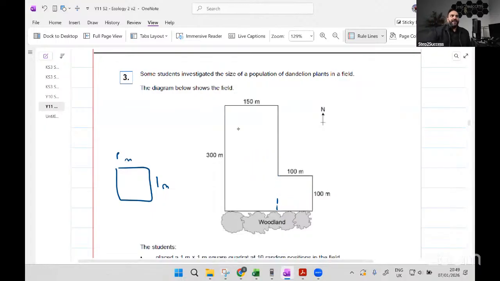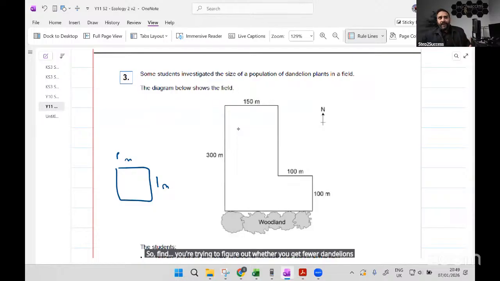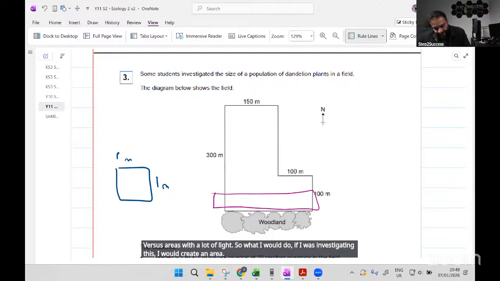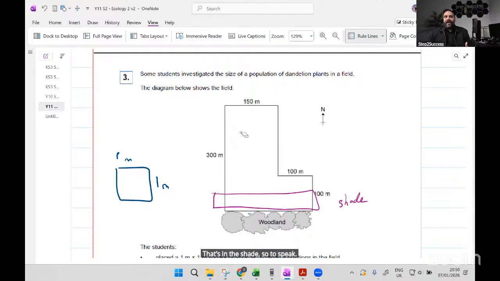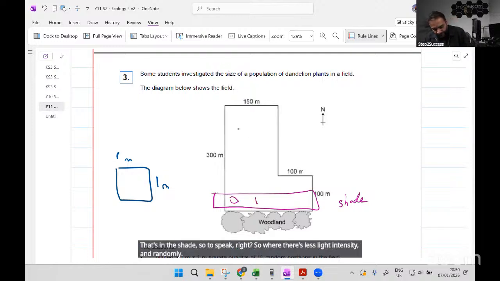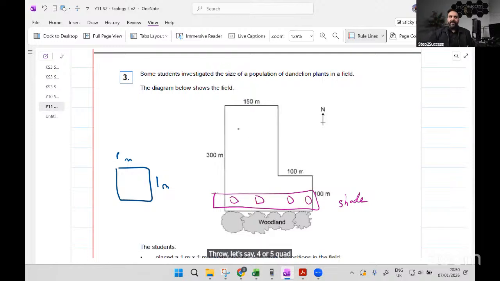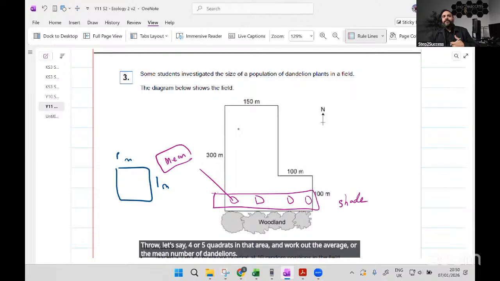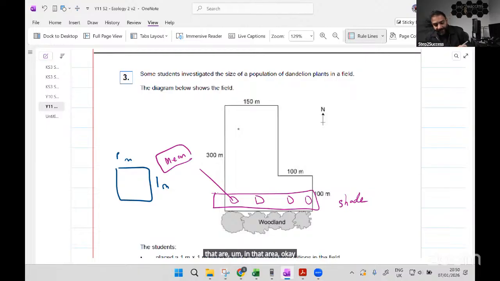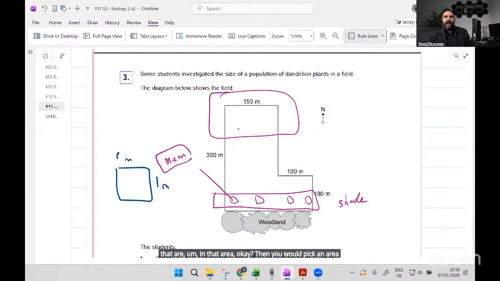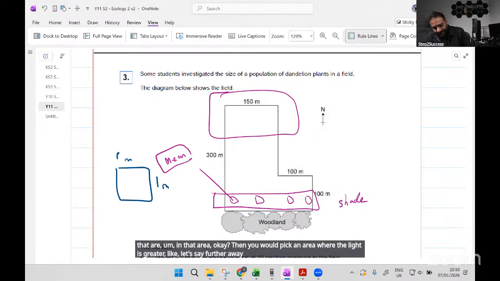you're trying to figure out whether you get fewer dandelions in areas of low light versus areas with a lot of light. So what I would do if I was investigating this, I would pick an area that's in the shade, so to speak, where there's less light intensity, and randomly throw, let's say, 4 or 5 quadrats in that area and work out the average, or the mean, number of dandelions in that area. Then you would pick an area where the light is greater, like further away from those trees. Randomly throw some quadrats in that area and work out the mean.